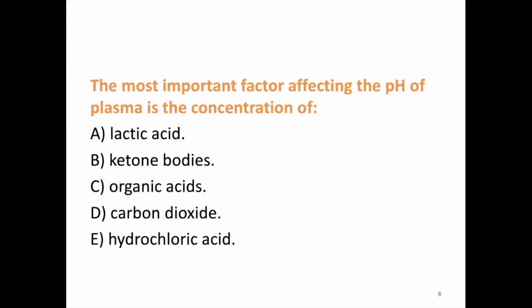So, another question for you to contemplate: the most important factor affecting pH of the plasma is the concentration of what? So, take a look. It's kind of a short term memory recall. Pause the video if you need. Good. We were looking at carbon dioxide. Really, that is coming because of our metabolism at the cellular level.